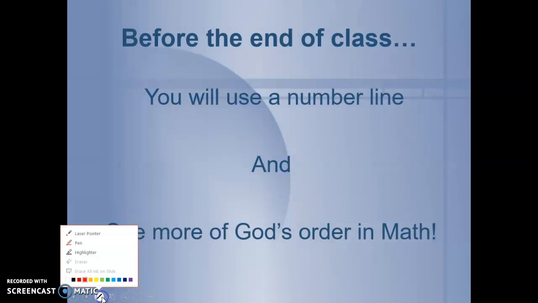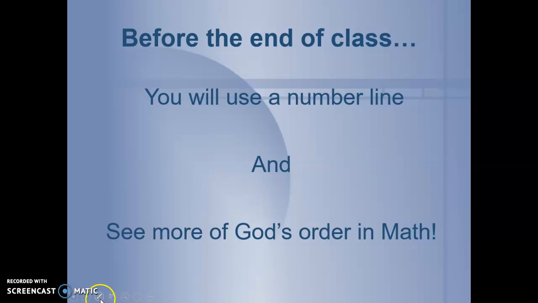Before the end of class, our objective is that you will use a number line and see more of God's order in math.